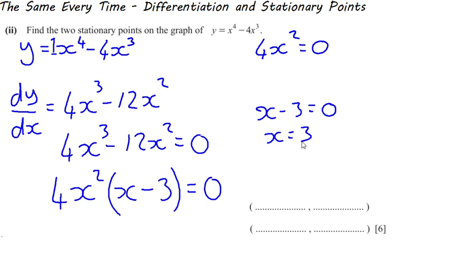And if 4 times x squared equals 0, that means that x squared itself must equal 0, and the only number that when I square it makes 0 is 0. So our two x values are 0 and 3.